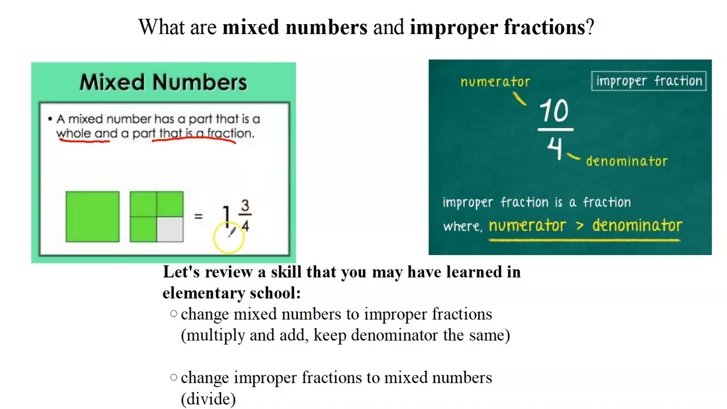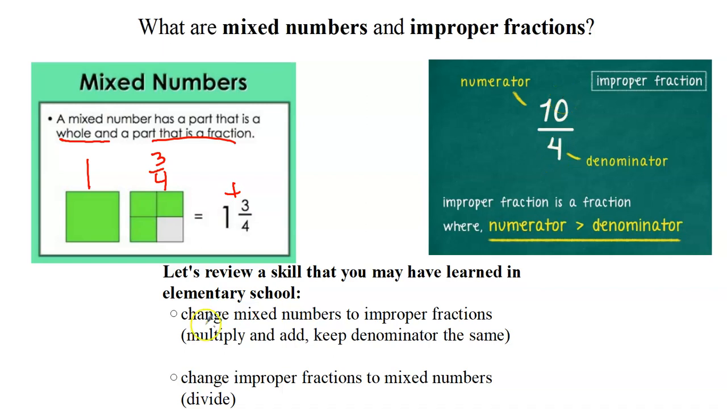And really the way I say this is 1 and 3/4. So you can think of the "and" as a plus sign between the whole number and the fraction. So this is 1 whole square and 3/4 of a square. So that's why it's 1 and 3/4. And then an improper fraction, right? We call it improper. It's not really improper, but the numerator is bigger than the denominator.